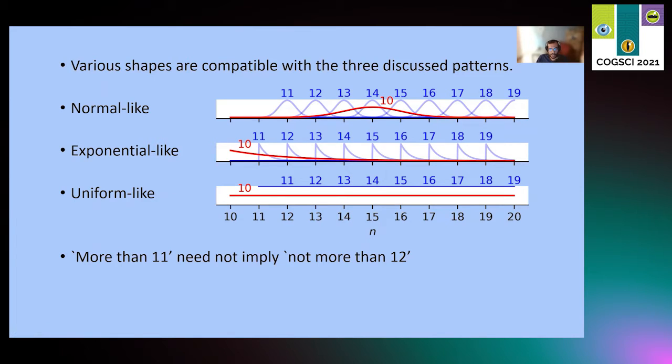In all of these three patterns, the three complications that I discussed above are in fact satisfied. So more than 11 doesn't need to implicate not more than 12, because the shape of the distribution in all of these three cases can depend on n. The shape can depend on roundness, and it can depend on the magnitude. So the problem of finding the posterior distribution for the numeral is more complex than just answering those three complications that have been posed in previous literature.